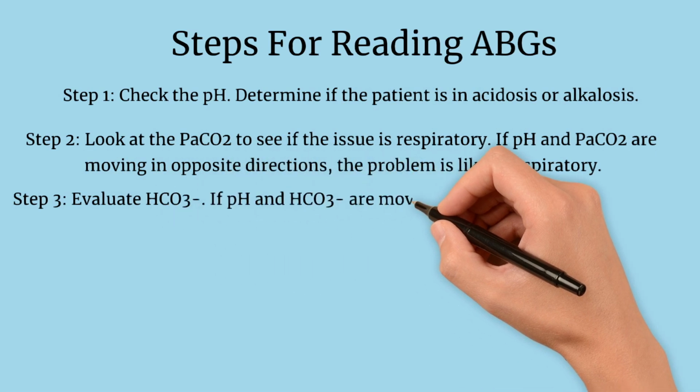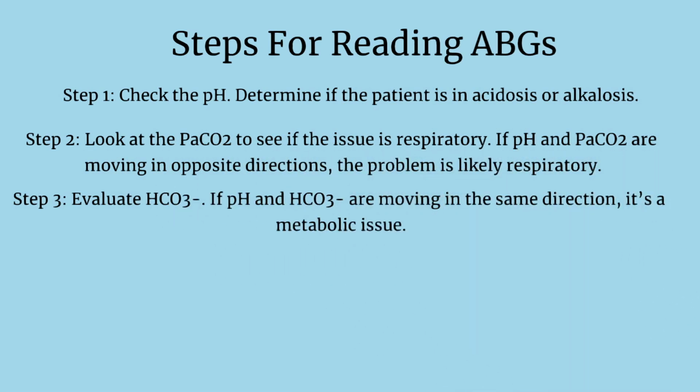Step 3, we're going to evaluate the bicarb, or HCO3. If our pH and HCO3 are moving in the same direction, this typically leads to a metabolic issue. The higher the pH, the more alkalotic. And remember, our bicarb is a base. The higher our base is, the more alkalotic it's going to make our pH. Step 4.